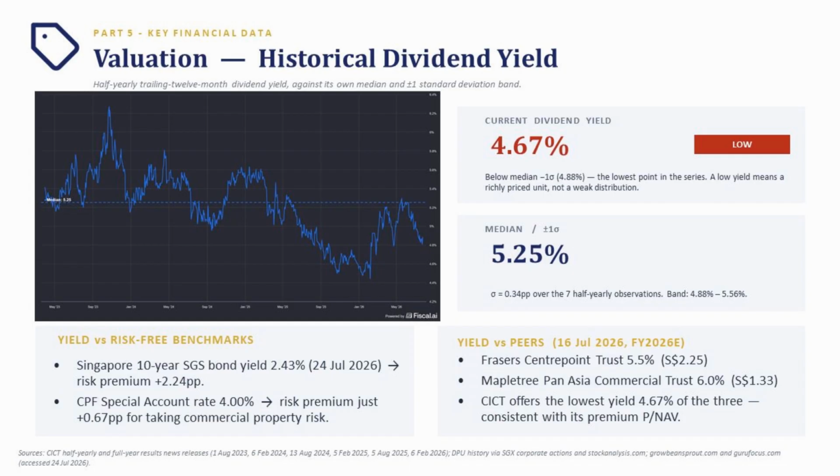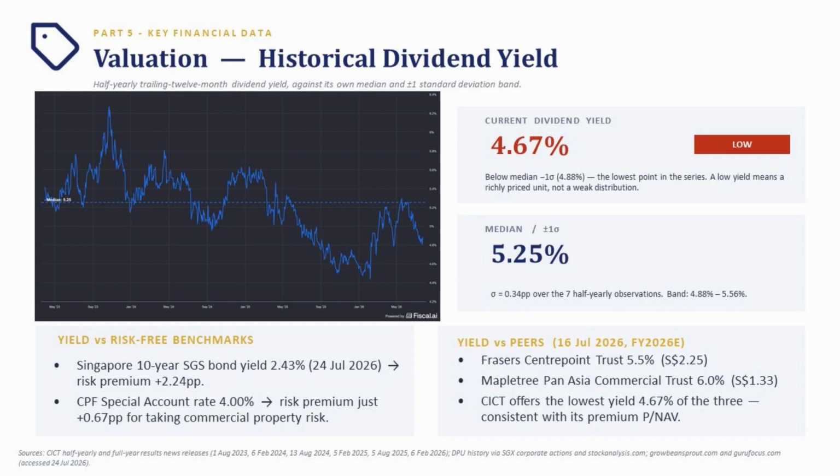To understand the significance of that 4.67% figure, we cannot view it in isolation. We have to contextualize it against the historical median, which the data provides. The historical median, calculated over a highly specific series of 7 half-yearly observations, is established at 5.25%. So a clear drop. Exactly. When we observe a 58 basis point compression from the median down to the current yield, we really must unpack the statistical band surrounding that median to understand the actual valuation context.